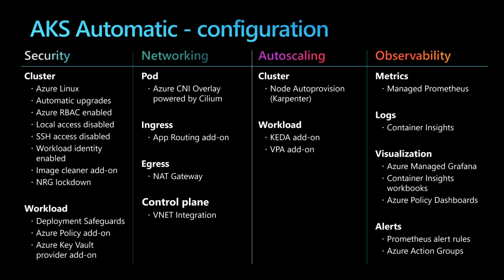And to make it easier for project teams to get the metrics and the logs from their clusters, in terms of observability, you would have managed Prometheus that will be enabled by default. So when you create an AKS Automatic cluster, you'd have a managed Prometheus instance with container insights enabled, and that will enable you to get the metrics and also the logs from your cluster.